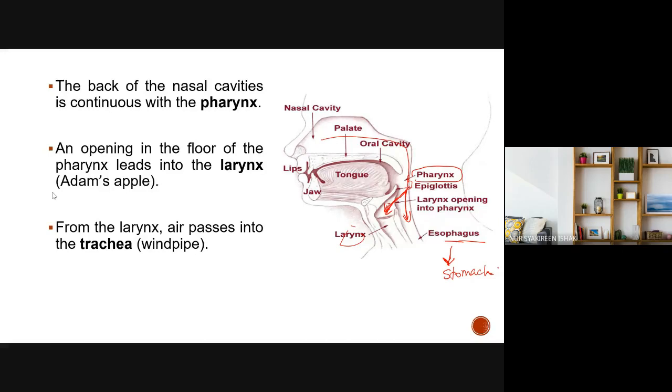So when you are breathing, when you are inhaling, you can see here there is a structure that we call the epiglottis. So when you inhale, the epiglottis will face upward, so this allows the air to enter into the larynx. But when you are about to swallow the food, it forms a bolus. So the epiglottis will move downward and close the larynx, so that the bolus can enter into the esophagus.